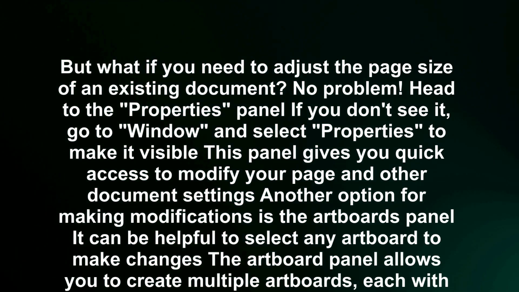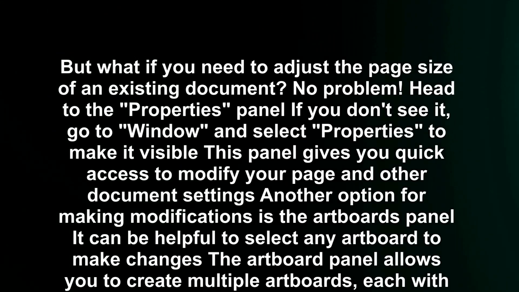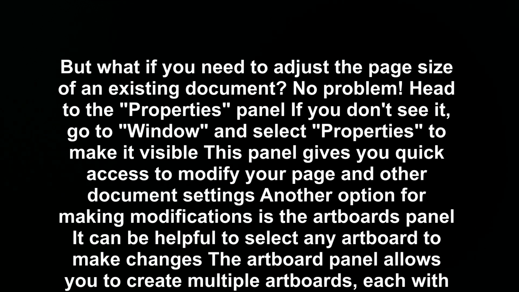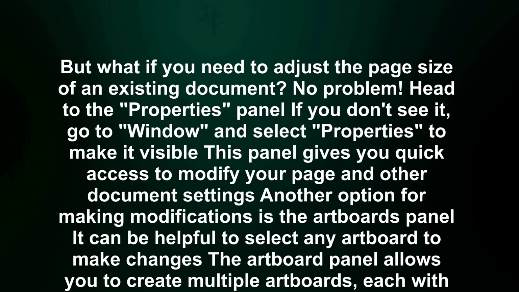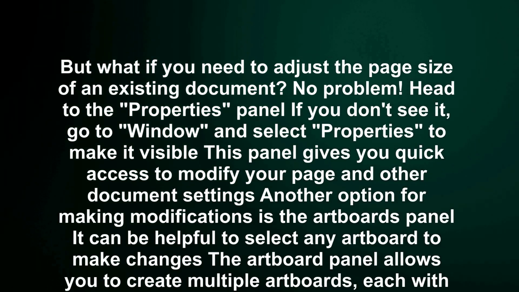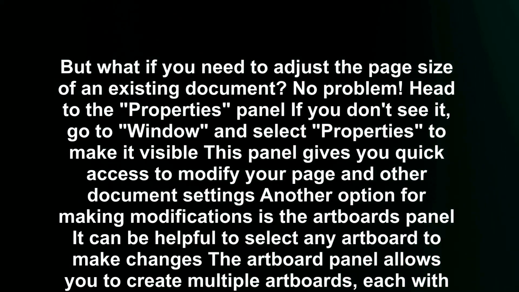Another option for making modifications is the Artboard Panel. It can be helpful to select any artboard to make changes. The Artboard Panel allows you to create multiple artboards, each with its unique dimensions. To access the Artboard Panel, click the Artboard Tool in the toolbar and select Artboard Options. Here you will find many options.